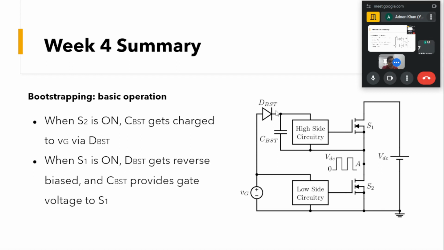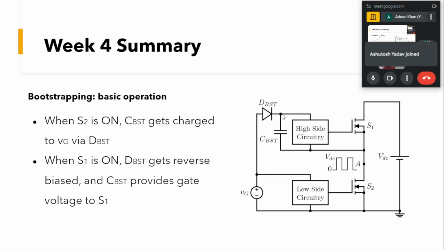So if S2 switch is on, you can see this ground point will come here, and it will cause this bootstrap diode to forward bias. When this bootstrap diode is forward biased, a current will flow and it will cause this C bootstrap to get charged, and the path of this will be in a way, if you can see my cursor here. So when the bottom switch is turned on, our D bootstrap is getting forward biased and it will cause our C bootstrap to charge.